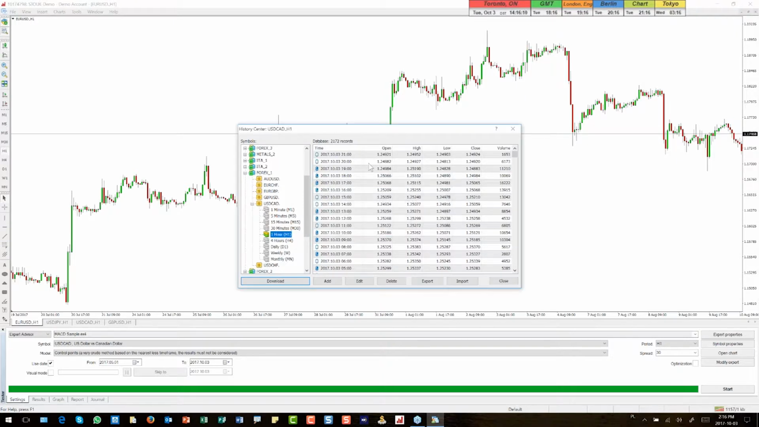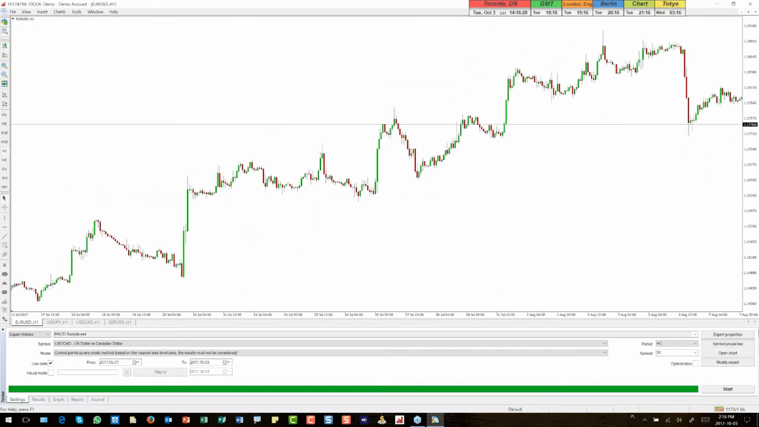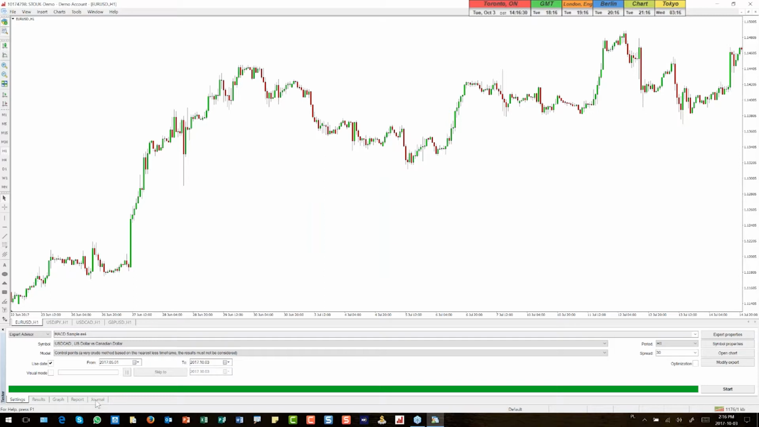Where are you? US dollar Canadian, my favorite. And so we're going to History Center. And then if you have a limited amount of data on the 1 hour chart, you can just download from the server.